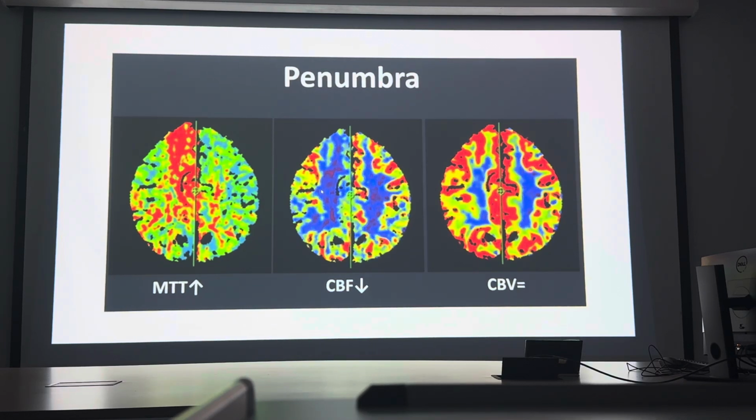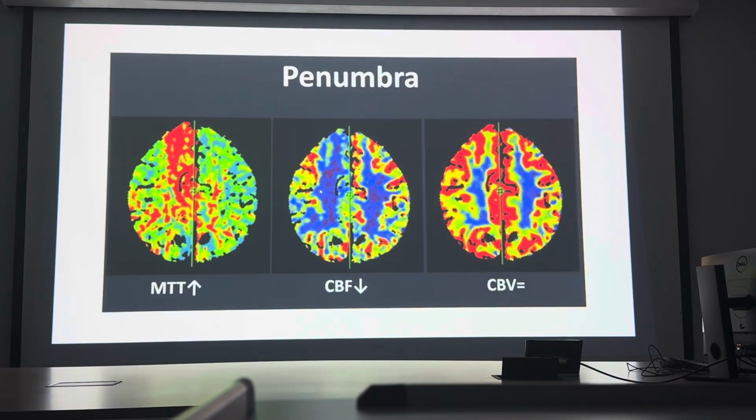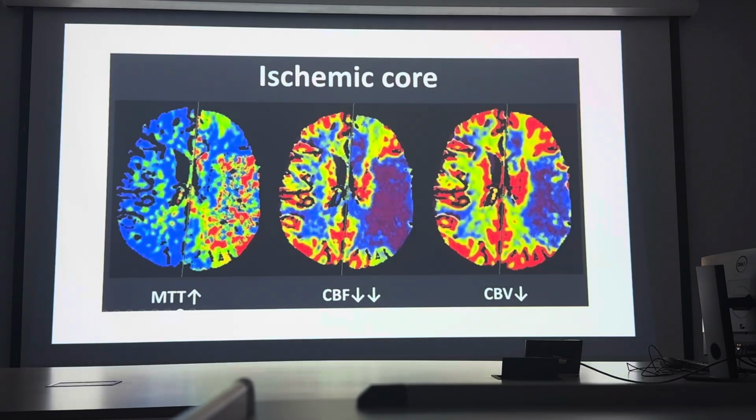Okay? Now we'll go to the third example. The third example is a pure ischemic core. Now we have the time color code. We have this area of abnormal color, representative to the background and right hemisphere, which indicates an area of hypoperfusion.